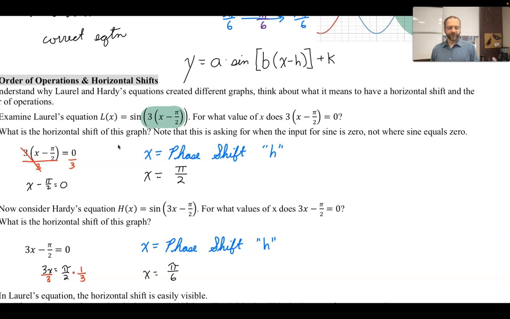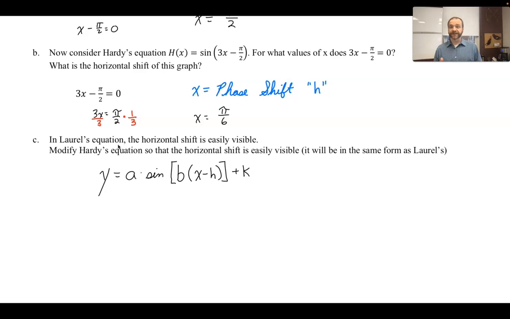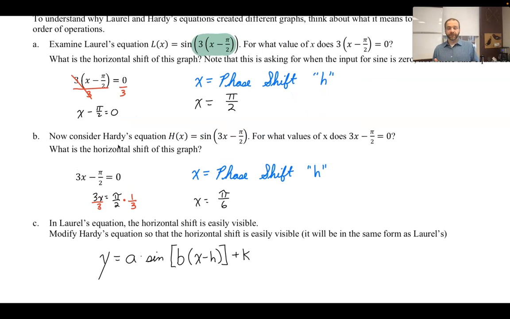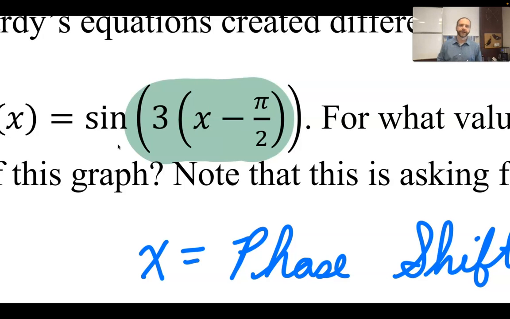Now, the reason why we're doing this is because we do have this general form. If we're thinking about graphing or even analyzing the graph, we're kind of like, hey, Laurel's equation is better. Because look at this. I can see the 3, and I didn't talk about how they got the 3 yet. Don't worry, I'm going to. And the pi halves is the phase shift. So Laurel's equation is a lot easier to read. If I had an A and a K there, I could do everything.